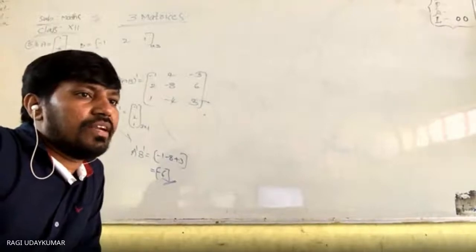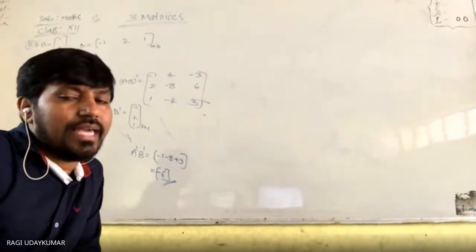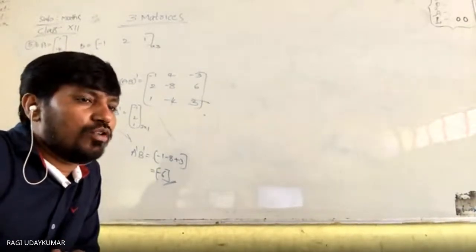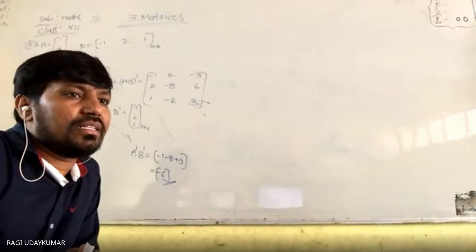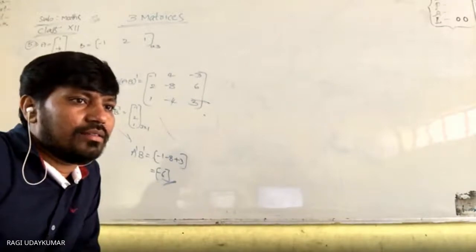The sixth problem is given to you: A transpose into A is equal to I. I is nothing but the matrix 1 0 0 1. So you have to prove it. Show that this matrix is a symmetric matrix. Seventh one: will the symmetric matrix hold or not?